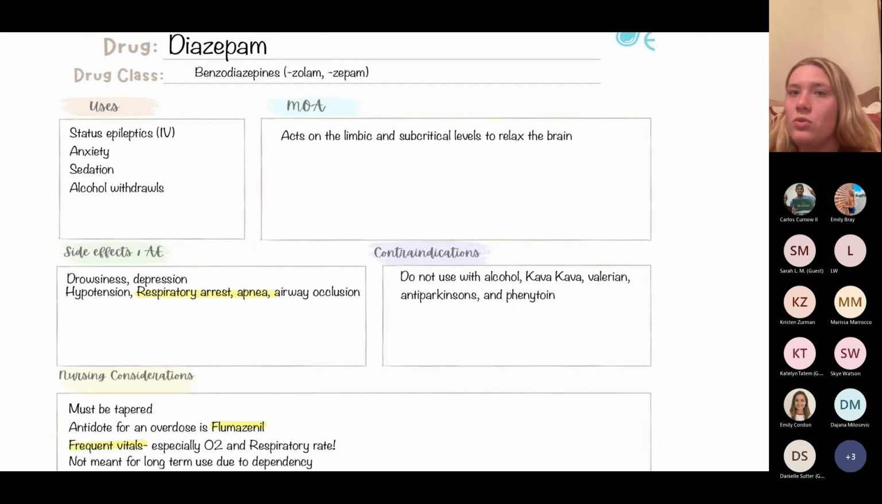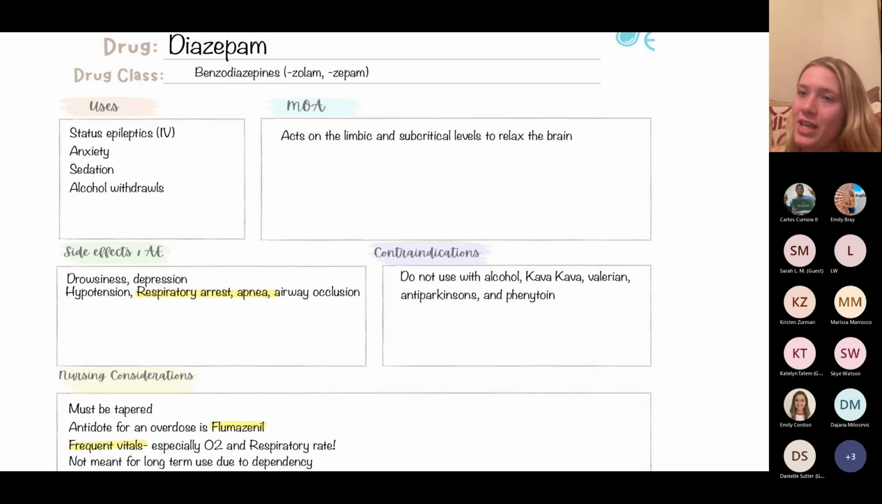Diazepam, this one's actually used a lot for a lot of different causes. It is usually given IV push. A lot of these benzodiazepines end in zolam or zepam. We can give it for, again, status epilepticus, if someone has very bad anxiety, if we're trying to sedate a patient, if a patient's going through alcohol withdrawal. It really is an amazing drug at relaxing the brain. Okay, however, monitor their respiratory status because this drug can cause respiratory arrest.